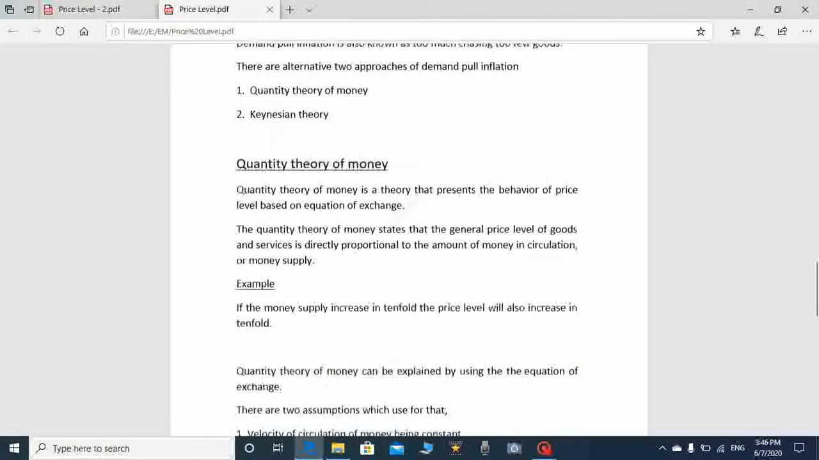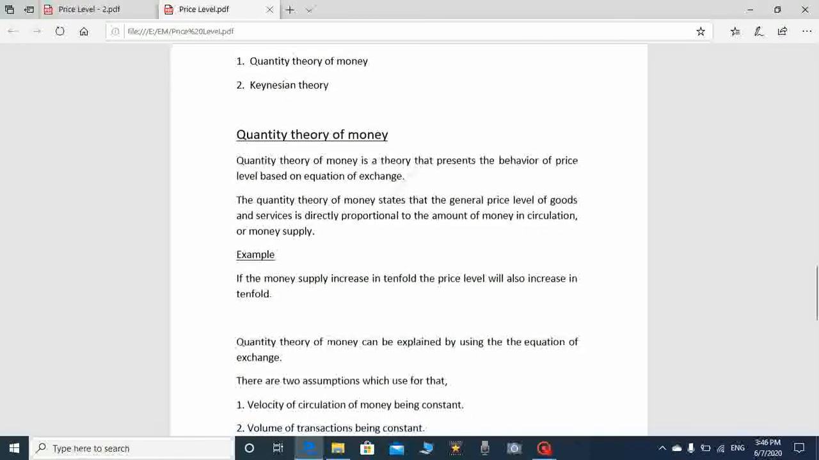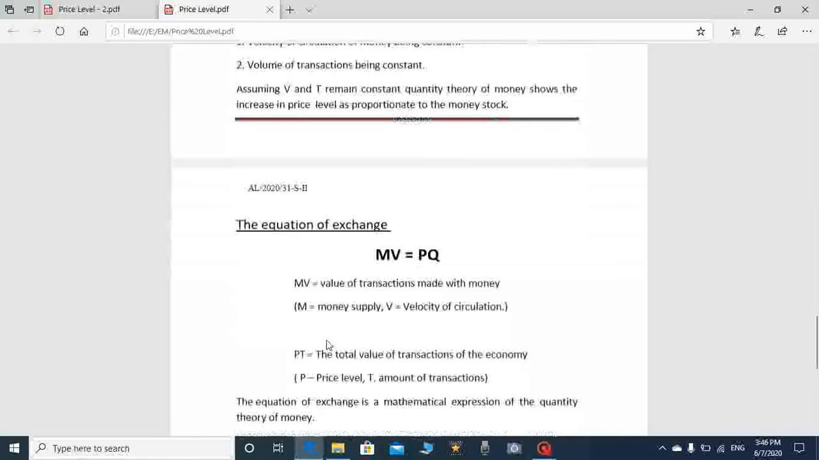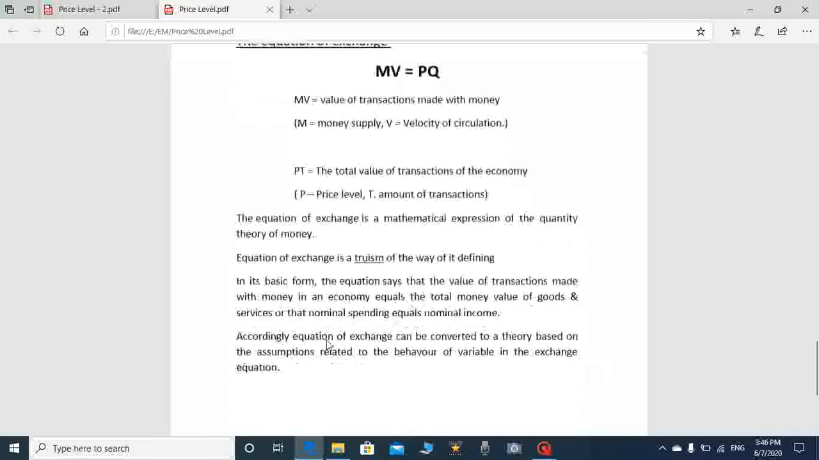According to quantity theory of money, we use what? Equation of exchange. By using equation of exchange, we explain what is the quantity theory of money. Quantity theory of money means very simply, when money supply change, the general price level also change. This is the equation of exchange, MV equals to PQ.